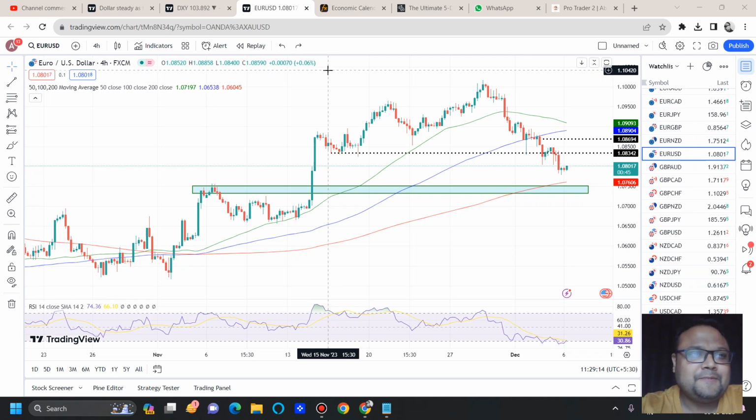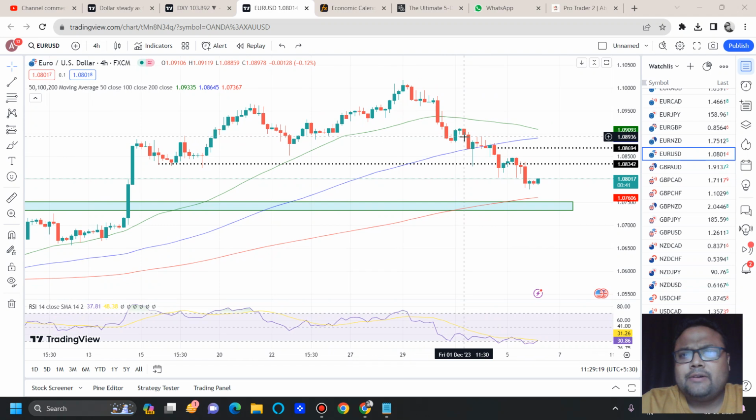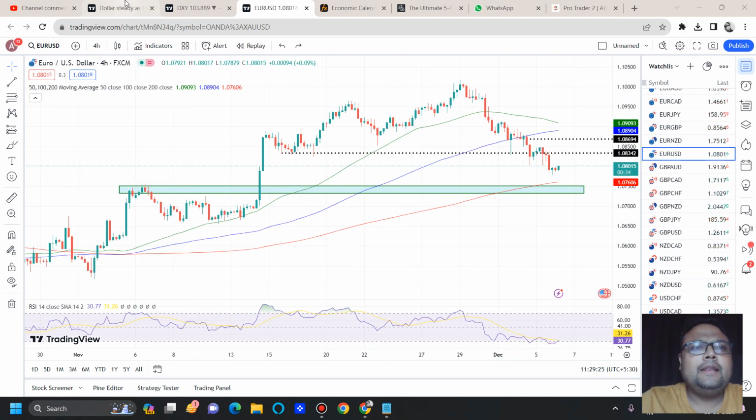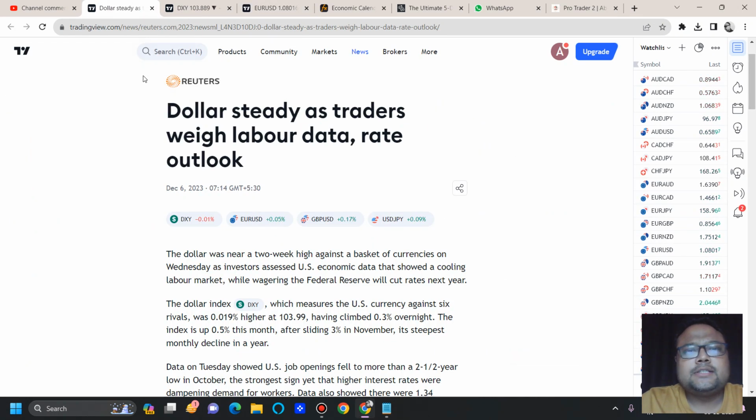So let's get started. My dear friends, Euro USD is going down, and if you're a day trader, you can see that there is selling pressure on the chart of Euro USD. And if you look at the market sentiment, you can see dollar steady as traders weigh labor data, rate outlook. The dollar was near a 2-week high against a basket of currencies on Wednesday as investors assess US economic data that showed a cooling labor market while mentioning the Federal Reserve will cut rates next year.